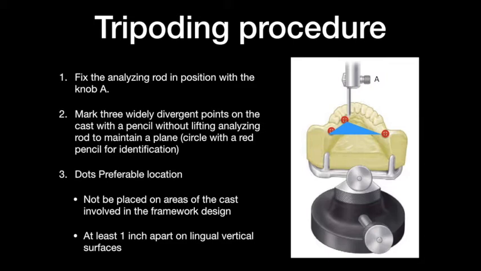And when we determine the 3 different divergence points, the ideal or preferable location is that we don't want those points to be placed on an area of the cast that will be involved in the framework design. We also want those points to be at least 1 inch apart on the lingual vertical surface.